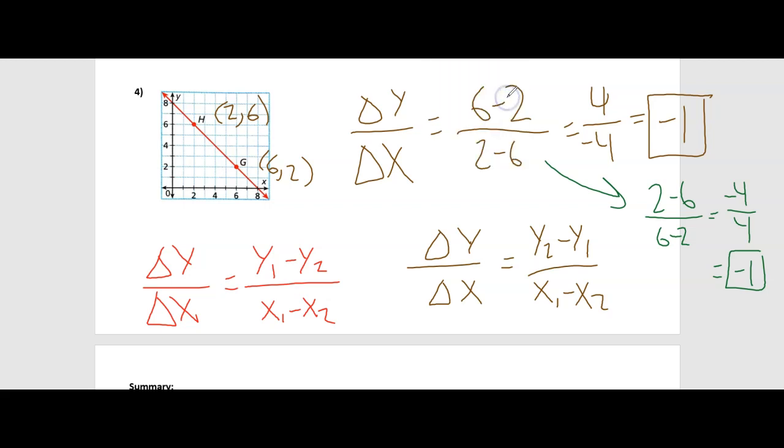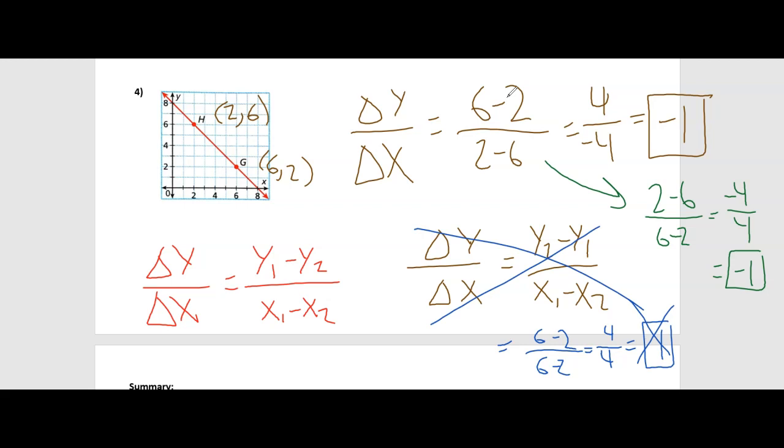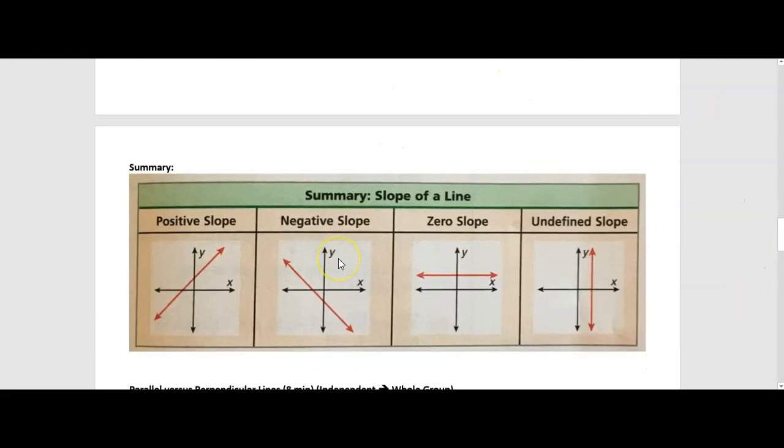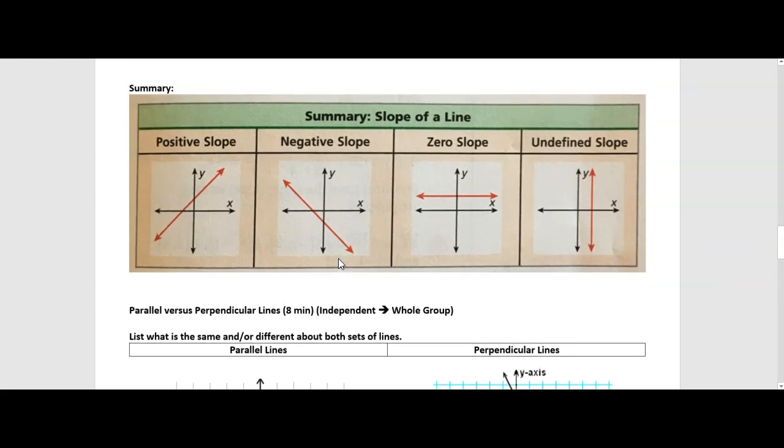And you could test that theory here. If I did 6 minus 2 all over 6 minus 2, this will give me 4 over 4, which is a positive slope. So again, this is no good. You can switch the coordinates as long as you switch both of them. You just can't switch one. Let's keep going. All right, so just the 4 types of slopes you can get: you can have a positive, negative, you can have a slope of 0, or an undefined slope.